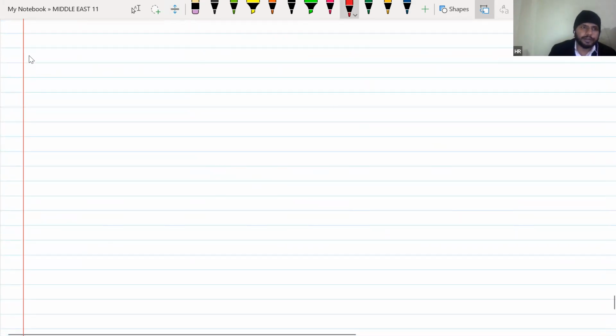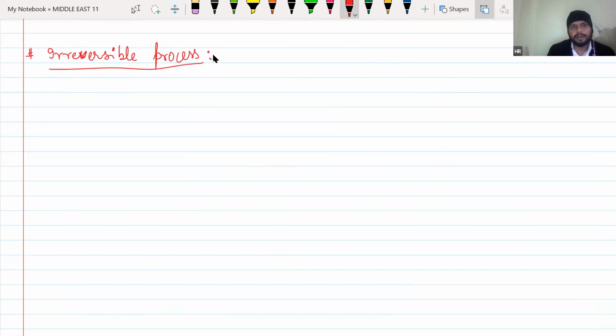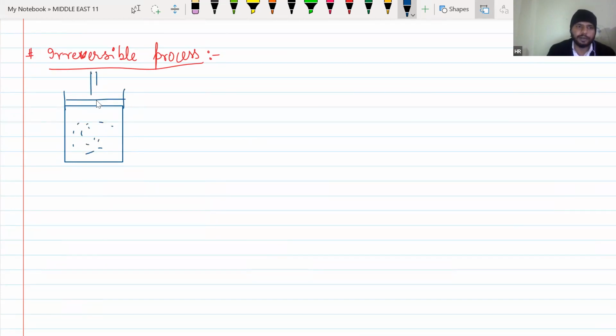So come to the next, which is irreversible process. Irreversible process. Same container I am going to take. Here is a container, and you can see there is a piston, in which gases are present in the container, and here is the piston. Okay, and this is P external.